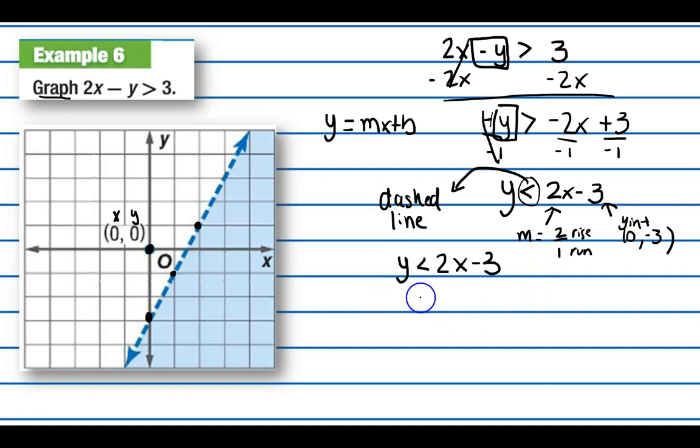So I'm going to substitute those in. Y is 0, which is less than 2 times 0 minus 3. Then I have 0, which is less than negative 3. 0 times 2 is 0, minus 3, which is negative 3. And then I look here. Is 0 less than negative 3? Well, that is false.